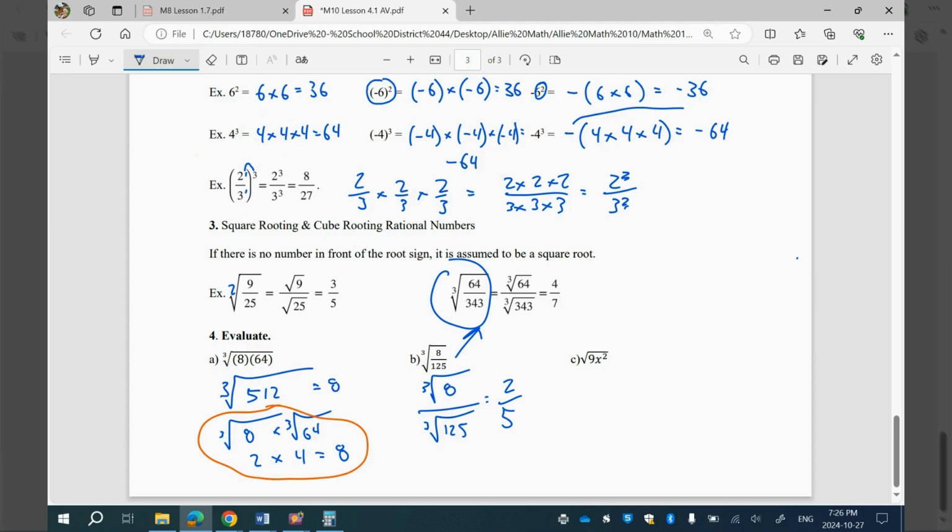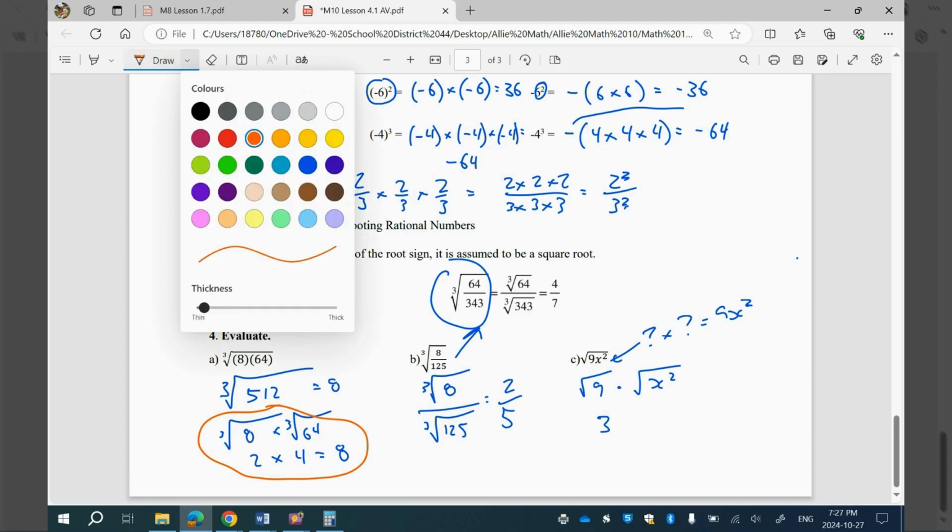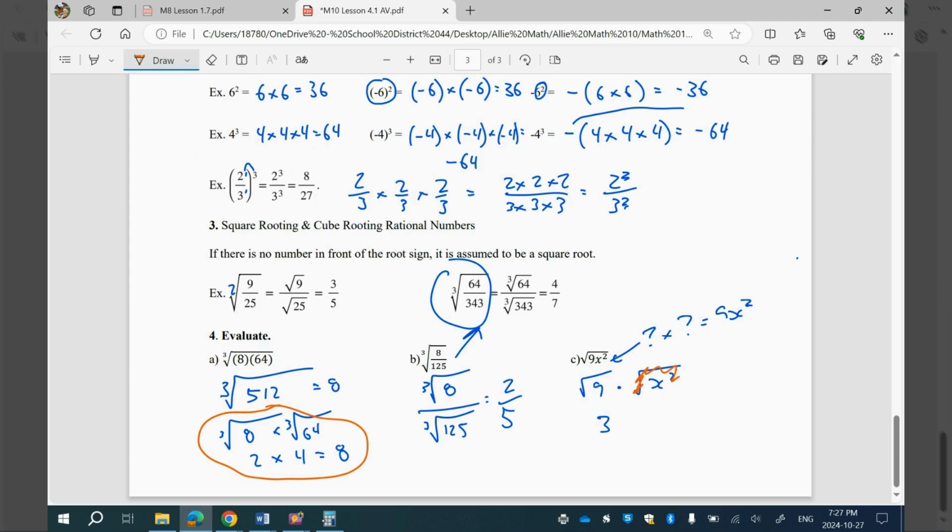And then these ones that have an x squared. Remember what a root is asking you. It's asking what times itself equals 9x squared. You can think about this as the square root of 9 times the square root of x squared. The square root of 9 is 3. And remember, the square root of something being squared cancels that out. So we are left with 3x.